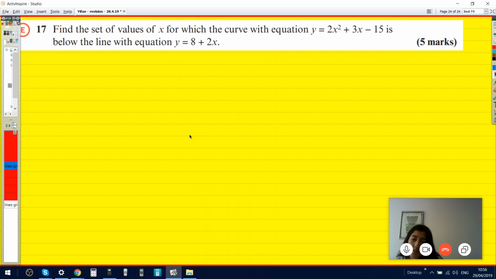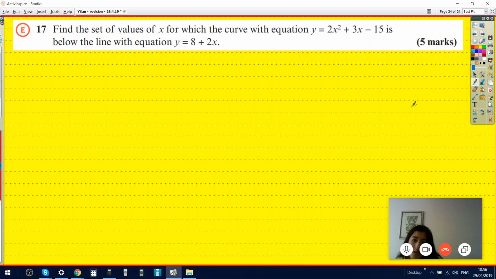Okay, how do we do this? Find the set of values of x for which the curve with equation y equals 2x squared plus 3x minus 15 is below the line with the equation y equals 8 plus 2x. Below the line of the equation.